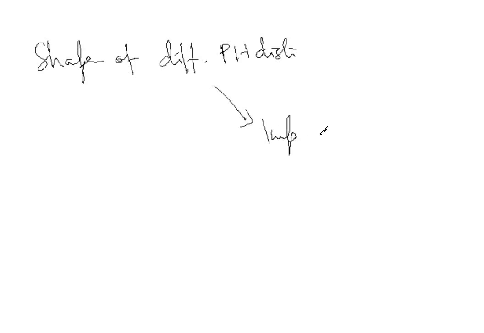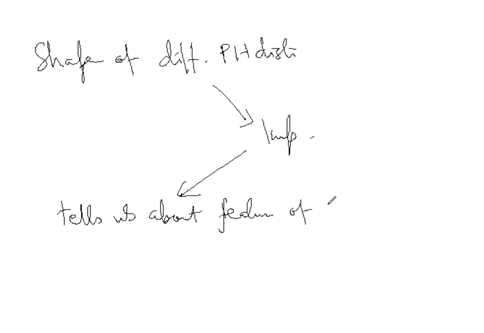So, shape of pulse height distribution is important, right? Why? Because it tells us about several features of the source of pulses.